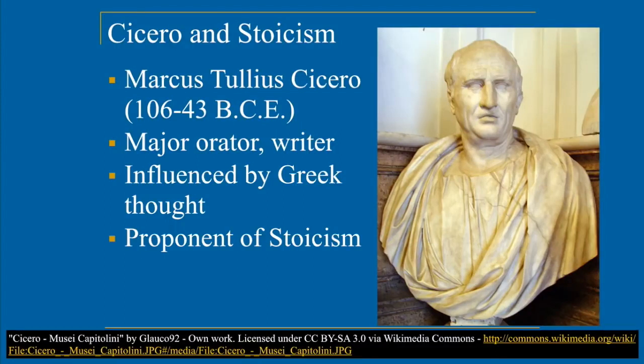Next up, we have Cicero and Stoicism. Marcus Tullius Cicero, 106 to 43 BCE. Major orator, writer. He's influenced a lot by Greek thought. Now, Stoicism has a lot to do with logic and reason. Stoic means to be someone who's not moved by emotion, or by fickle things like your feelings. And he believed that the best way to live life is through logic, through reason. And he promoted Stoicism basically to give us a way of understanding how we should do things and how we should live our lives.